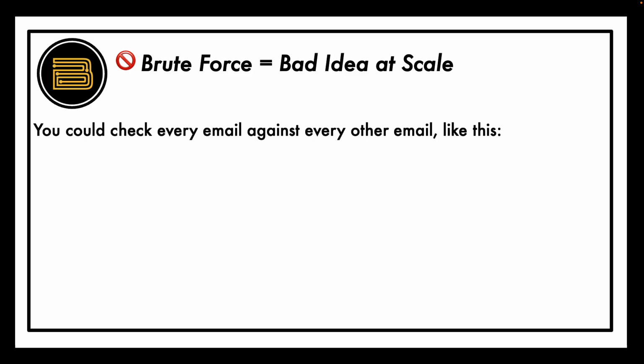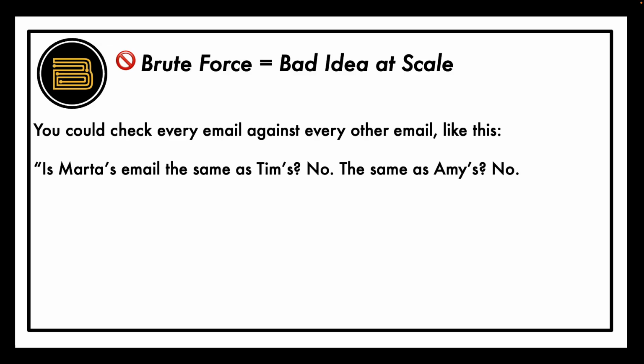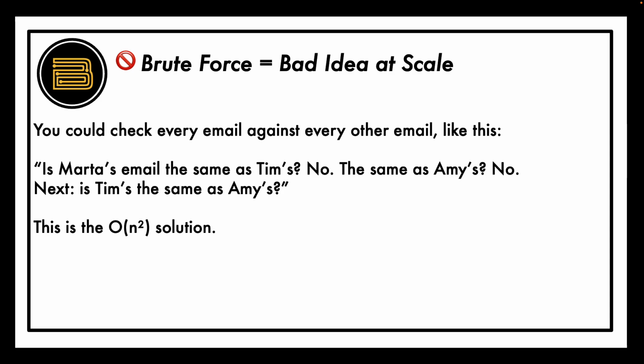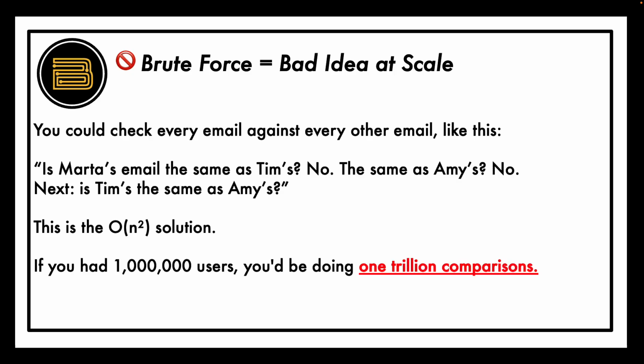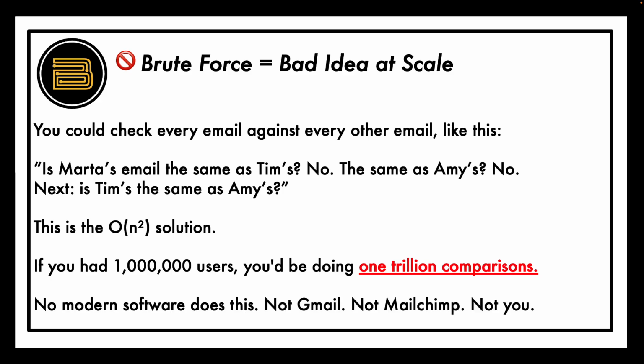You could check every email against every other email like this. Is Martha's email the same as Tim's? No. The same as Amy's? No. Then you check Tim's. Is it the same as Amy's? Yes or no? And you pretty much go through the email list. Now, this solution is O(n²) because if you had a million users, you'd be doing 1 trillion comparisons. And this is not good because in this day and age, no modern software does this. Not Gmail, not MailChimp, not you.